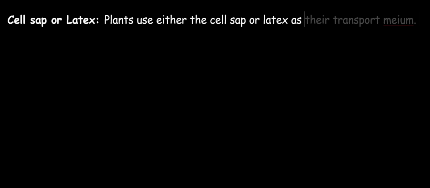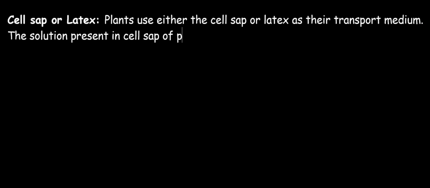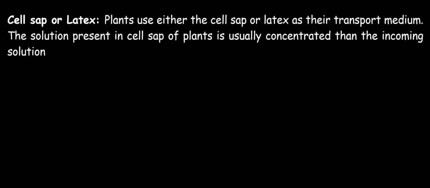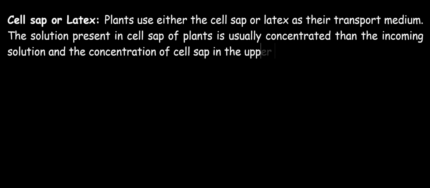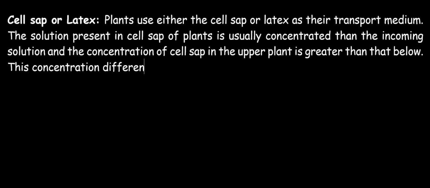This we can see in plants. Plants use either the cell sap or latex as their medium of transport. The solution that is present in the cell sap of plants is usually concentrated, and this concentration is greater than the incoming solution, and the concentration of cell sap in the upper part of the plant is greater than that below. That is, when you check the cell sap, the concentration of the solution in the upper parts is greater than that below, and this concentration difference enables the cell sap to serve as a transport medium in plants.